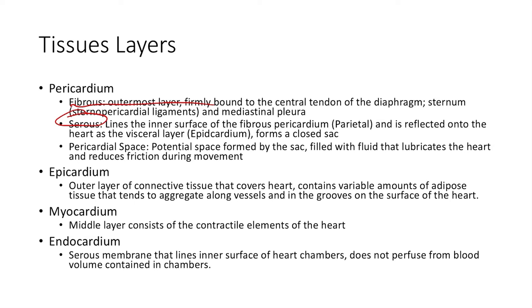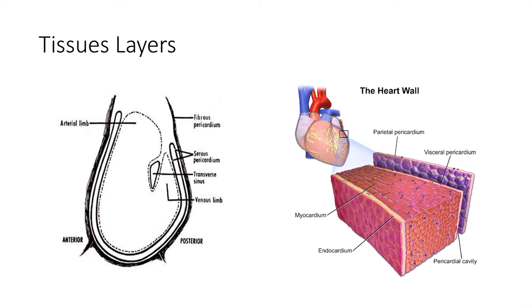So if you think about it in layers, we've got our fibrous pericardium on the outside. We have the serous or visceral pericardium, and then we have our epicardium, which is the layer on the heart itself, and then this potential space in between it.